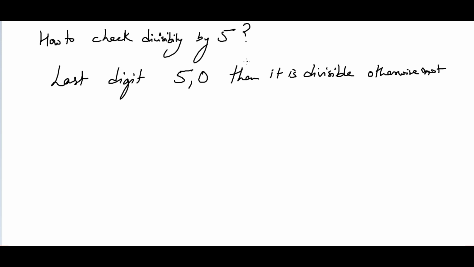You can note it down also if you want. Just by seeing any number, like I write 37450, yes, it is divisible because it is ending with 0. I write 395754. Is it divisible? No, it is ending with 4. So it is not divisible, because the last digit should be 5 or 0, then only it is divisible by 5, otherwise not.